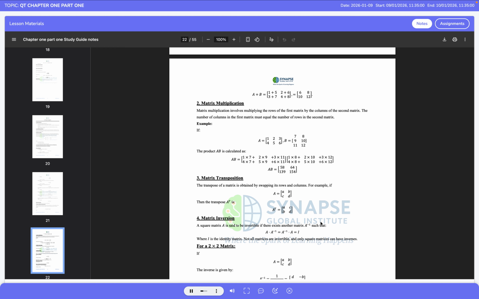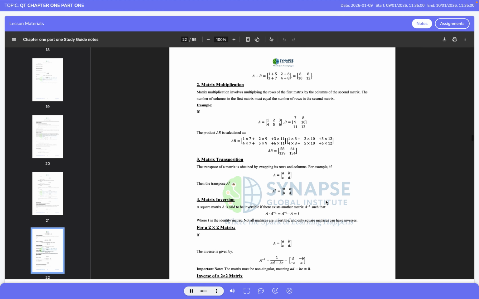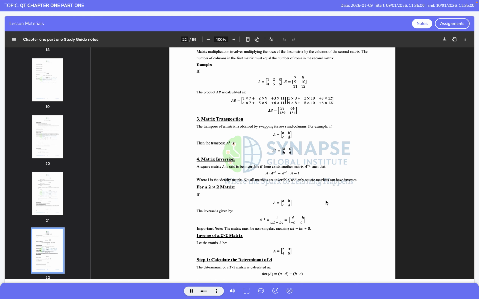Transposition is widely used in both theoretical and applied matrix work, especially in statistics and optimization. Matrix inversion is one of the most powerful, but also most restrictive operations. A square matrix A is said to be invertible if there exists another matrix, called the inverse of A, such that A multiplied by its inverse gives the identity matrix, and the inverse multiplied by A also gives the identity matrix. Not all matrices are invertible, and only square matrices can have inverses.